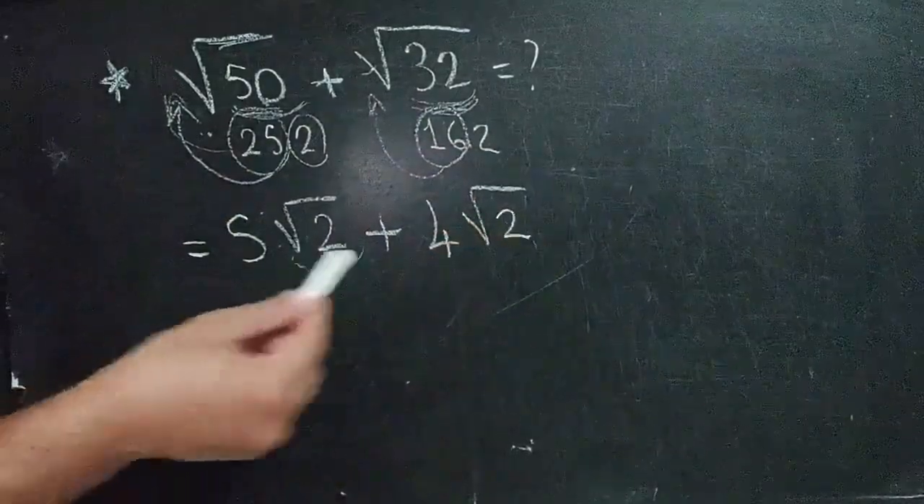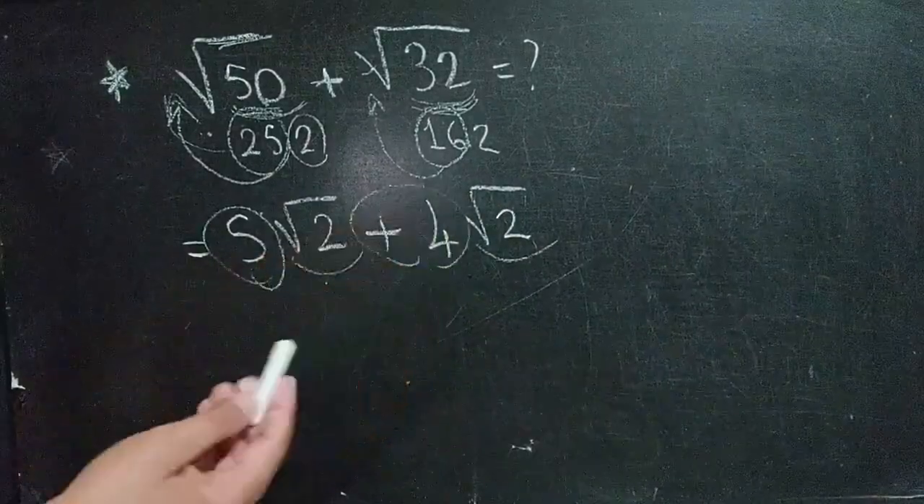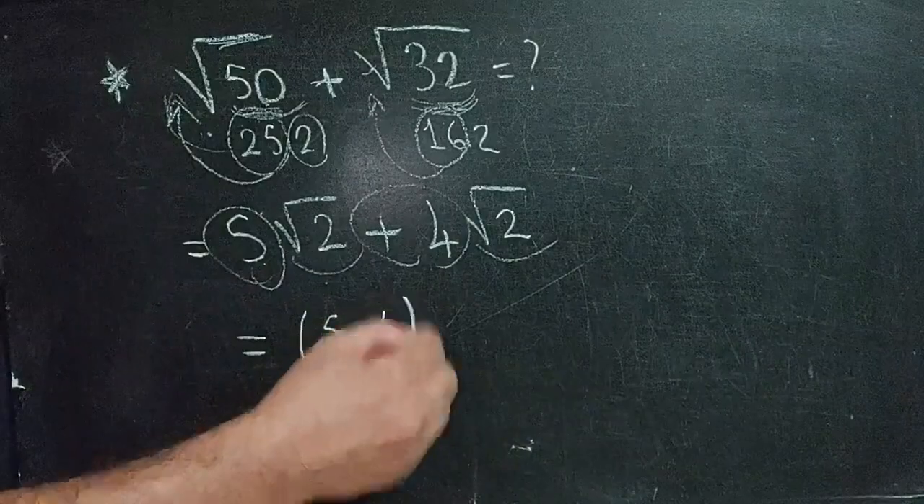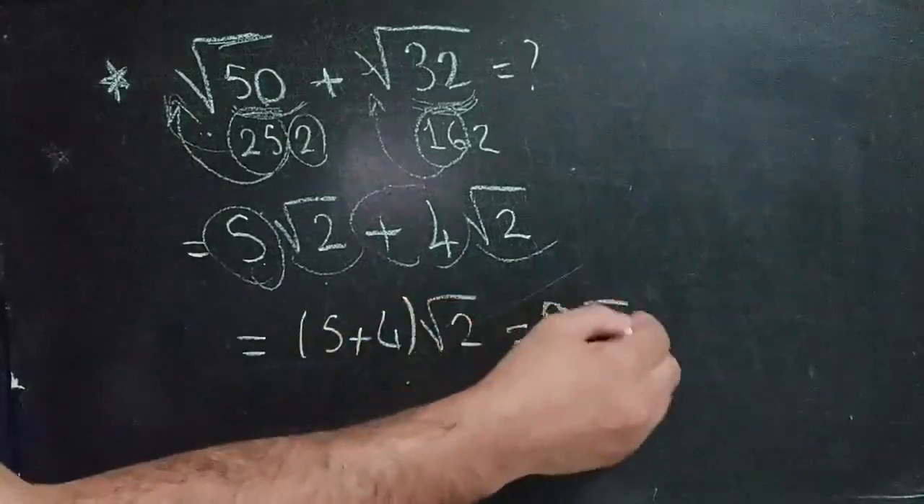Now I got the same numbers, look. So I will do operation with coefficients. That will be 5 plus 4 square root 2 equals 9 square root 2.